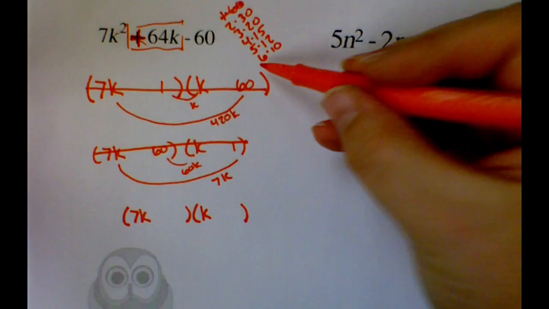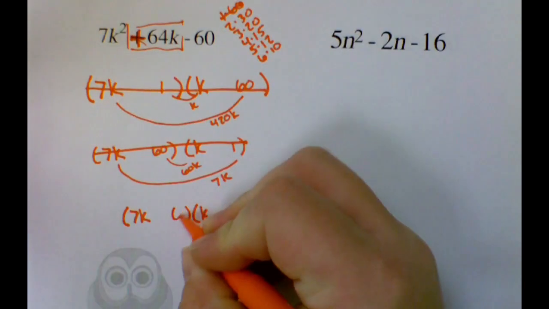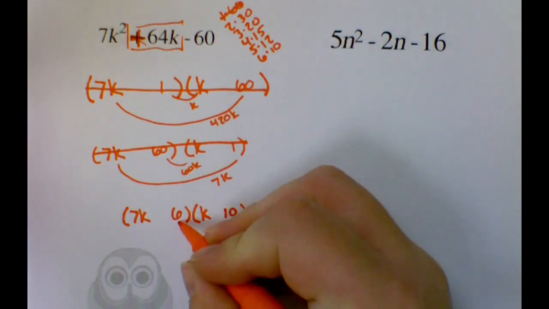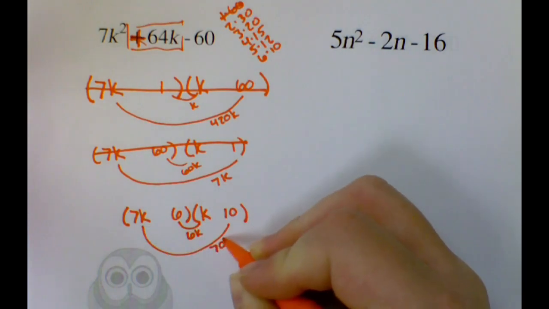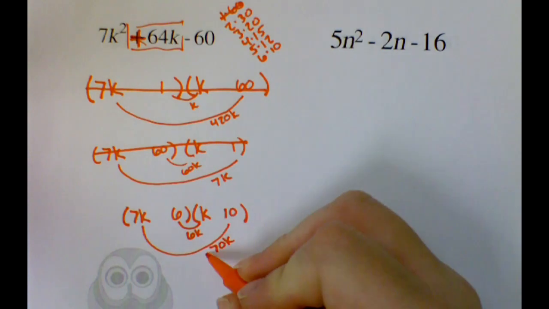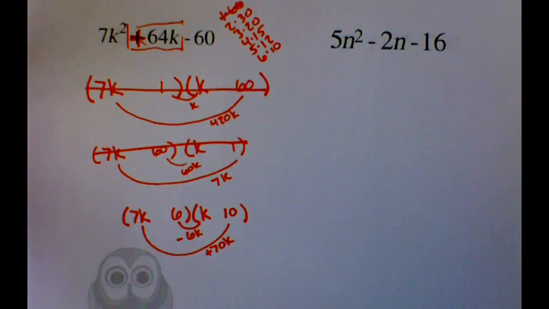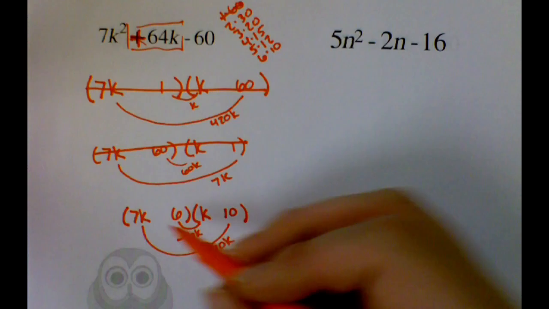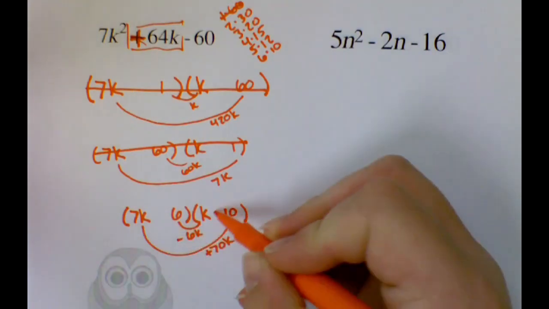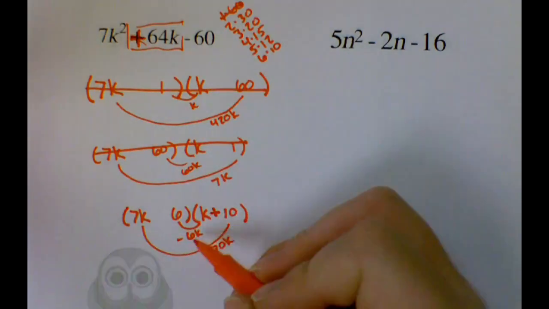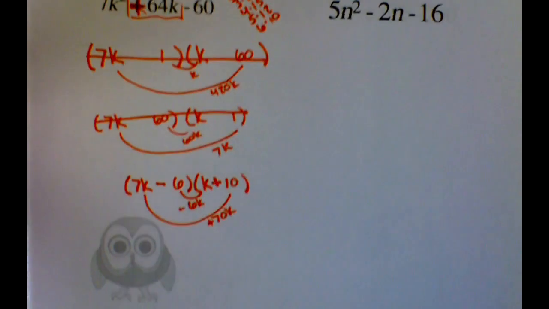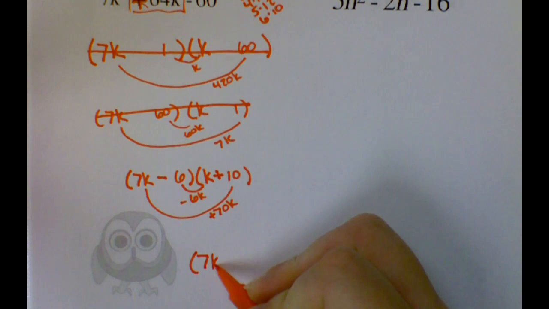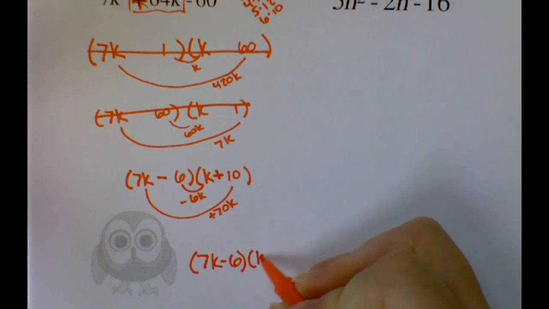So let's see. I think I'm going to try 6 and 10. 6 times k is 6k. 7k times 10 is 70k. Well, if I have a positive 70 minus 6, I get 64. So to get a positive 70, I need my 10 to be a positive. And to get a negative 6, I need my 6 to be a negative. So my final answer is 7k minus 6 times k plus 10.